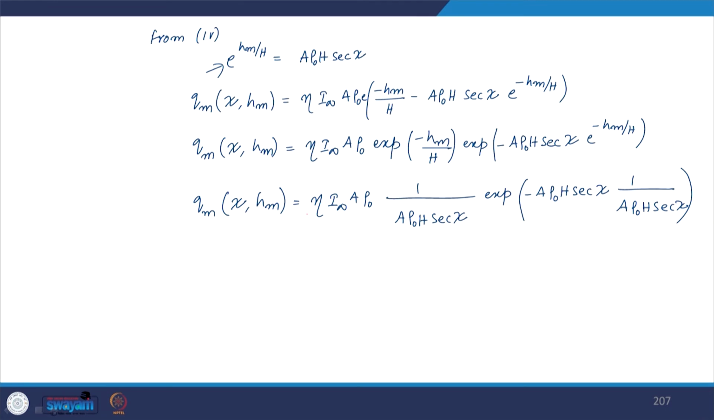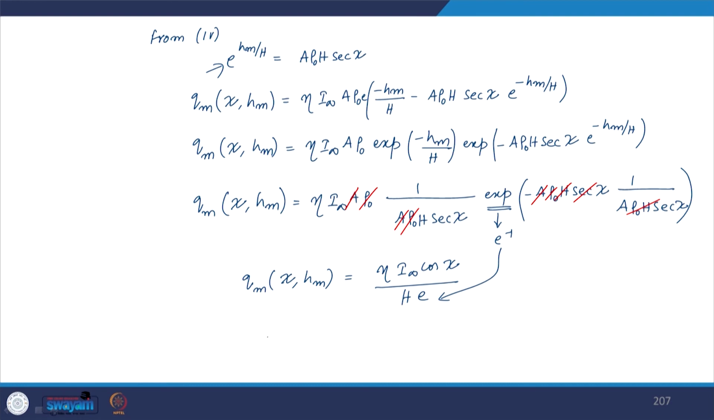This will get cancelled. A rho naught, and a rho naught h secant chi. Right. So as a result, what you get is Qm chi hm is equals to eta I infinity cos chi divided by h e. So this exponential will be e to the power of minus 1, which comes here.